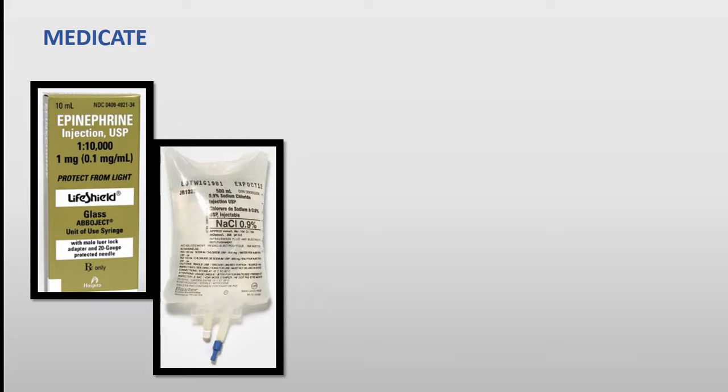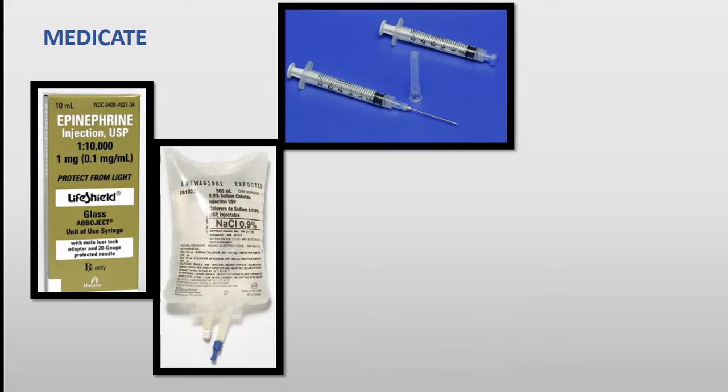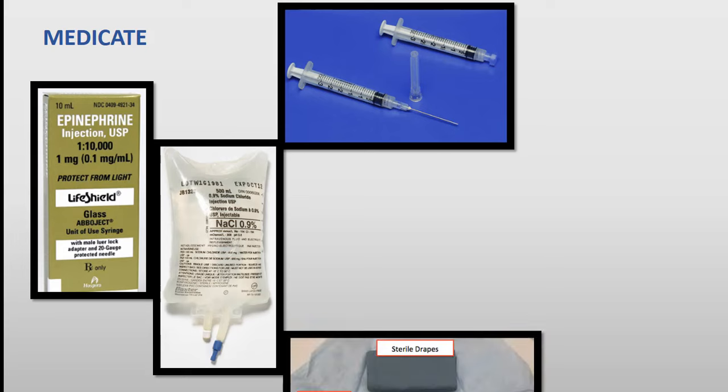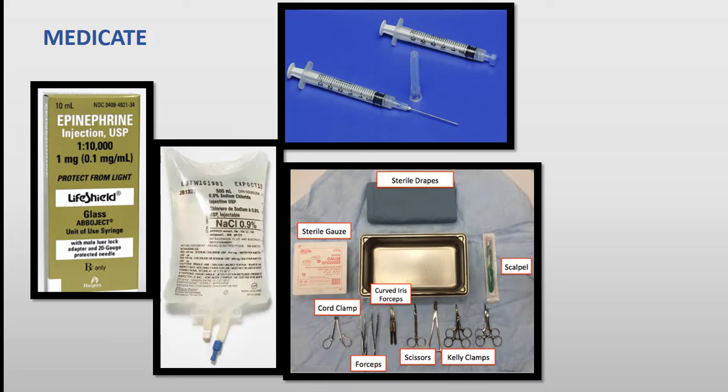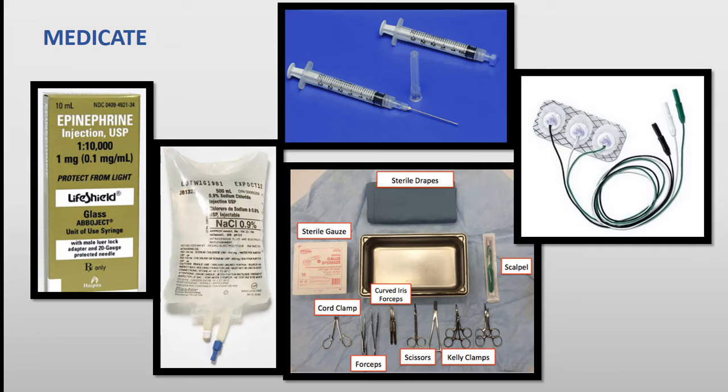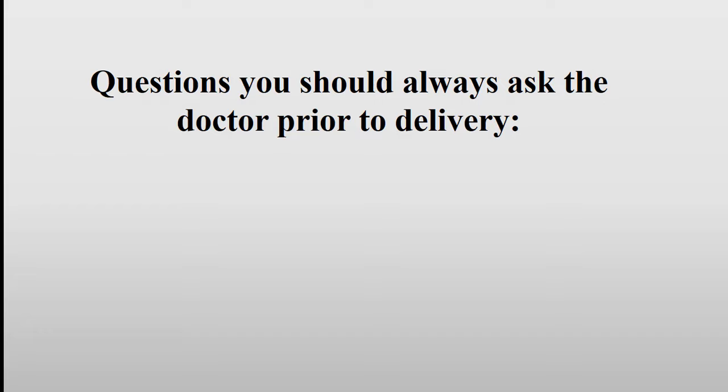We may be giving some fluid expanders or need to flush lines, so we will need normal saline. We will need syringes. I have pictured here 3 cc syringes, but for epinephrine it is best to use a 1 cc syringe because of the dosages that we will be giving the baby. We need a setup if the practitioner would like to insert an umbilical venous catheter line, and we will need leads for EKG monitoring.